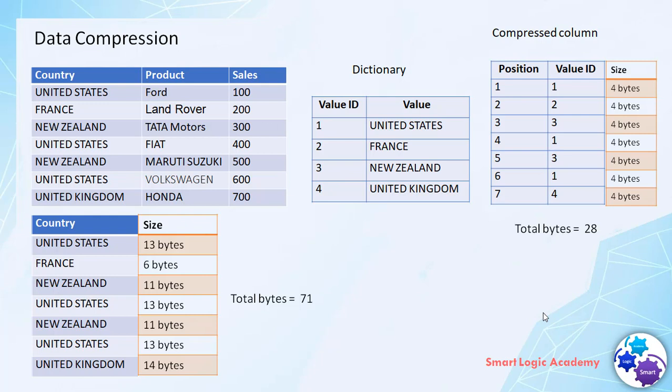SAP HANA is so intelligent that it directly works on the compressed column and not on the actual column. And this is how data compression works in SAP HANA.